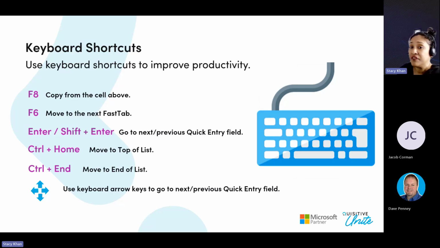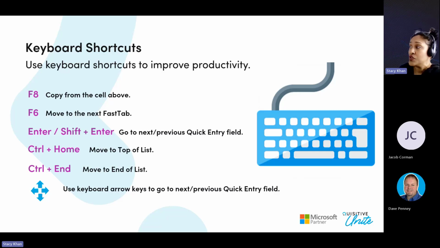And if you hold Shift and Enter at the same time, it enables you to move to the previous quick entry field. The arrow keys on your keyboard also allow you to move to the next or to the previous quick entry fields. Another keyboard shortcut is Control and Home, which allows you to move to the top of a list, and Control End allows you to move to the end of a list.